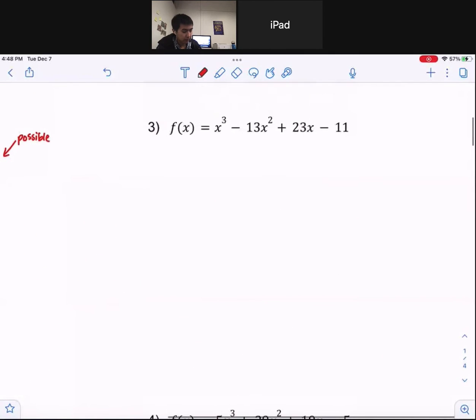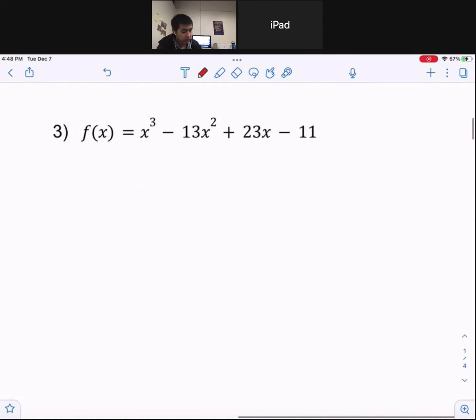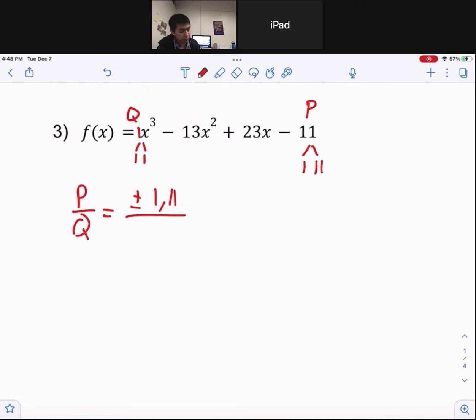Okay, number 3. Okay, so p is -11, q is 1, so factors of q, 1 and 1, factors of 11, 1 and 11. So our p over q is going to be plus or minus factors of p, plus and minus 1 and 11, over plus and minus 1. Divide the top by the bottom, 1 divided by 1 is plus or minus 1, 11 divided by 1 is 11. So this is our list, right? We got 4 numbers to try: 1, -1, 11, or -11.